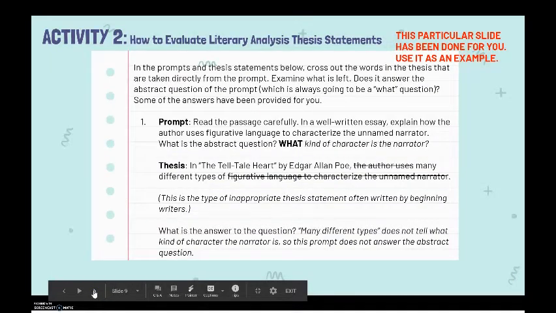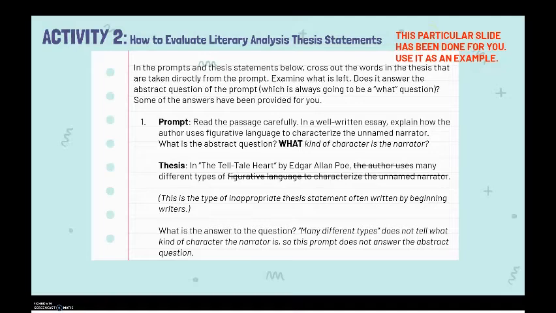This is activity 2. Please pay attention to the notes up here. On this particular slide, you are not doing anything to it. This one has been done for you. You will get to practice doing all of this on, I think, 3 other slides. So in the prompt and thesis statement below, cross out the words in the thesis that are taken directly from the prompt. So we want to cross out the words in the thesis statement that we found up here in the prompt. And then examine what's left over.